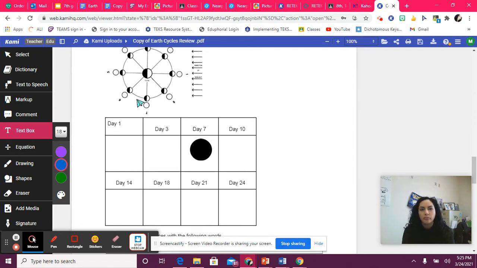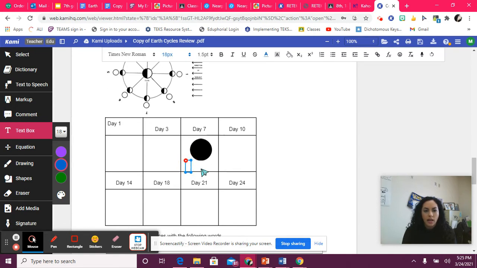Okay, so another test question is going to look like this. You're going to have kind of like a calendar. Of course, it skips some days, and it'll tell you what moon phases are going to be occurring during those days. For example, on day 7, it's a dark moon, all shaded in. So that means that this is a new moon. All right, so new moon.